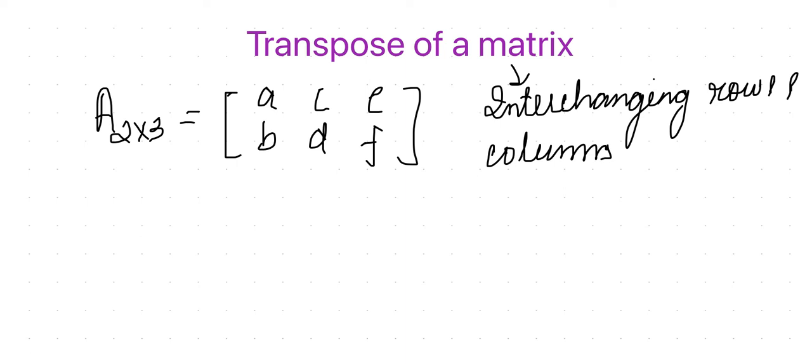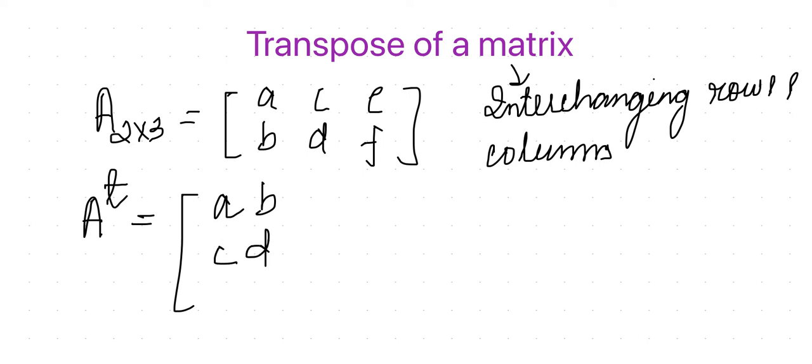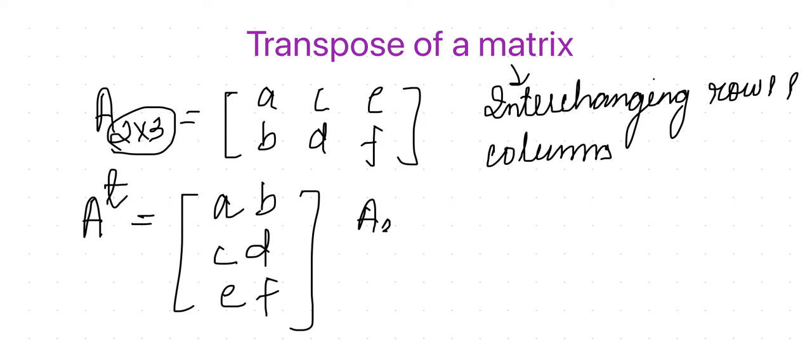As the name suggests, children, now what is going to happen here? If you have A of order 2 into 3, then first of all you should know how we denote the transpose. It is denoted by A, and in the indices part you write T as a superscript, and then it becomes like this, children. Whatever is here will become A, B, C, D, E, F. So this is called the transpose. Whatever is in the row part, you make that a column, and whatever is in the column part, you make a row. And clearly now you can see, earlier it was 2 into 3 and now this has become 3 into 2.